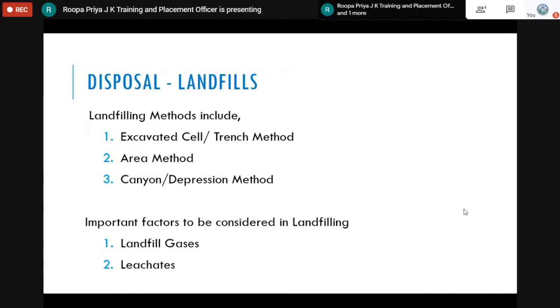As mentioned earlier, the landfilling methods include the excavated cell method or the trench method. It can also have the area method. It can also have the canyon or the depression method. And two important factors which we have to consider during landfilling are the landfill gases which are produced and the leachates which percolate below the ground.